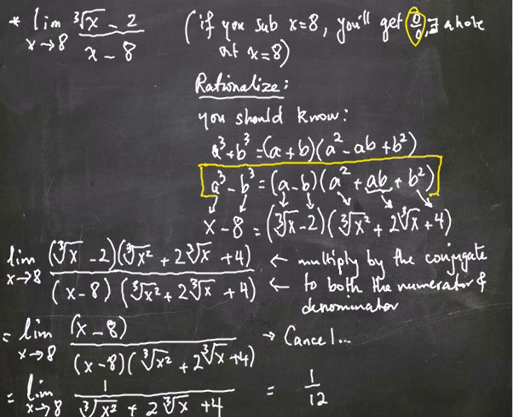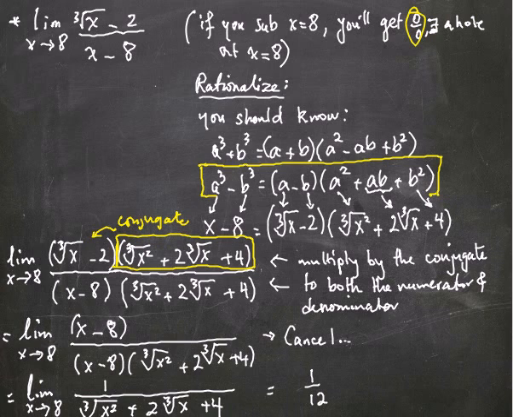So now I'm going to multiply the numerator and the denominator by the conjugate of cubic root x minus 2. Again, this one here is the conjugate of that expression.